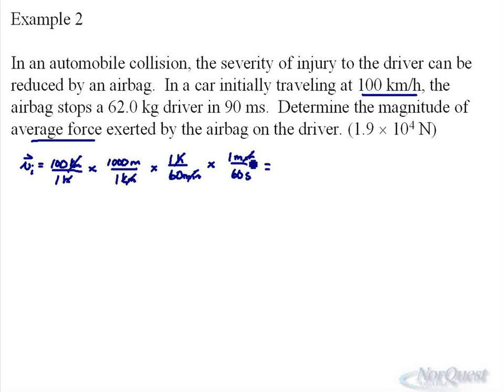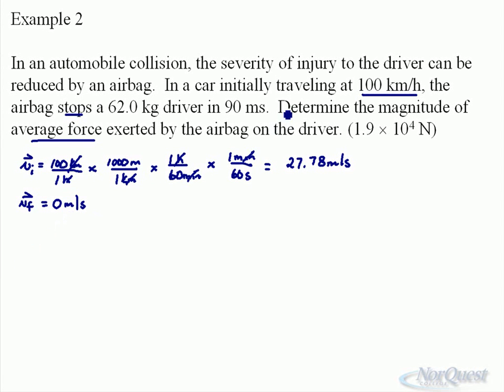And we will go 100 times 1,000 divided by 60 times 60, which is 3,600, and you should end up with an initial velocity of 27.78 meters per second. We have a final velocity here, because it stops the driver, of 0 meters per second. We have to put these in the proper units before you put them into the formula. So we have VF, we have VI. We now can figure out our change in velocity.